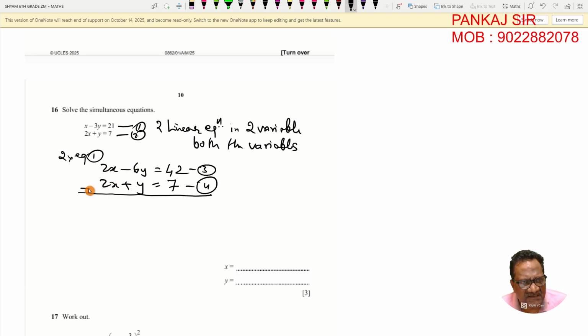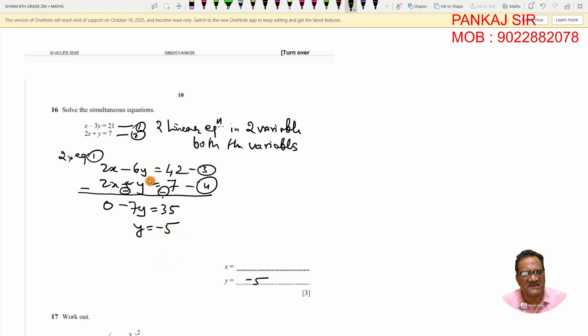Now what I can do is subtract equation number 4 from equation number 3. So 2x minus 2x is 0. Now when you do subtraction, you have to take the opposite sign. So this is plus, so you have to take minus. So minus 6y minus y will be minus 7y equal to 42 minus 7, and 42 minus 7 is 35. So y will be equal to 35 upon minus 7, which is minus 5. So I get y is equal to minus 5.